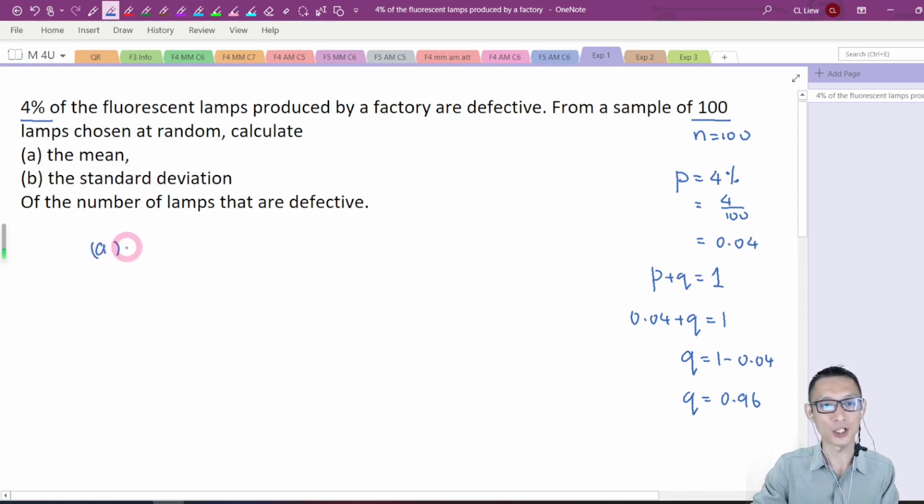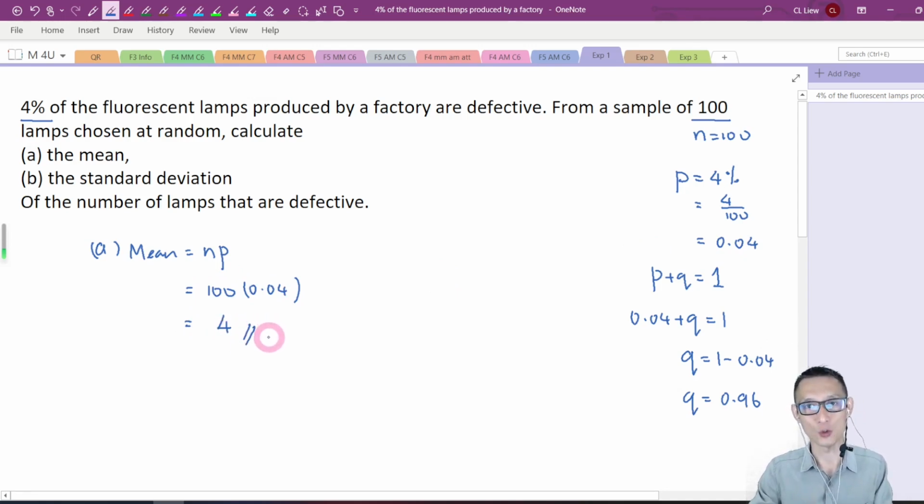For part A, we want to find the mean. What is the formula? At the beginning, I would suggest you write the formula many times so that you can remember it well. Let me write the formula first. Mean is equal to np. n is equal to 100 and p is equal to 0.04. So 1, 2, this will be 4. The mean will be equal to 4.